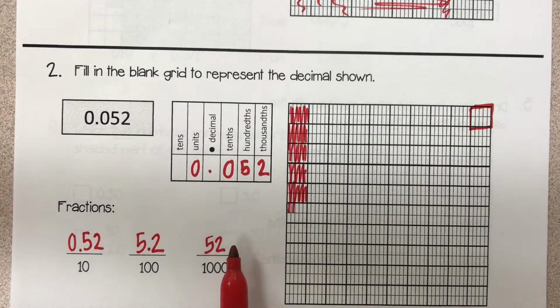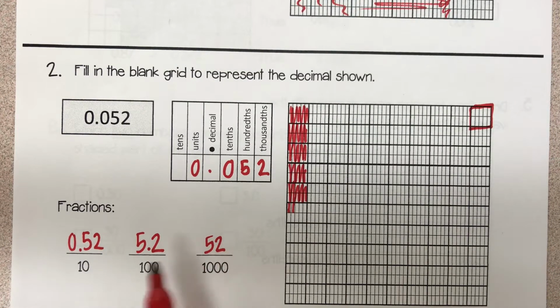Okay, so see how you're just moving the decimal point back each time. So you could do it that way as well. All right, so let's go on to number 3.